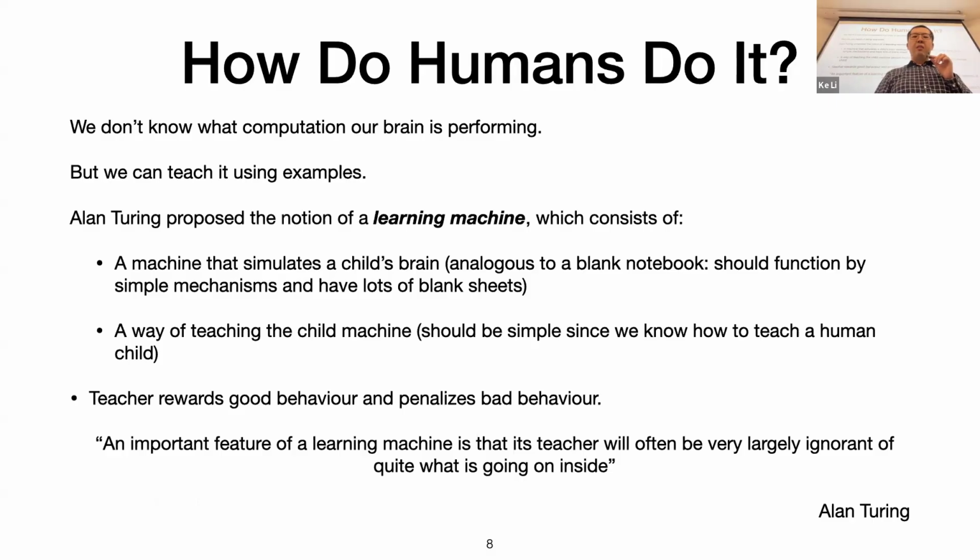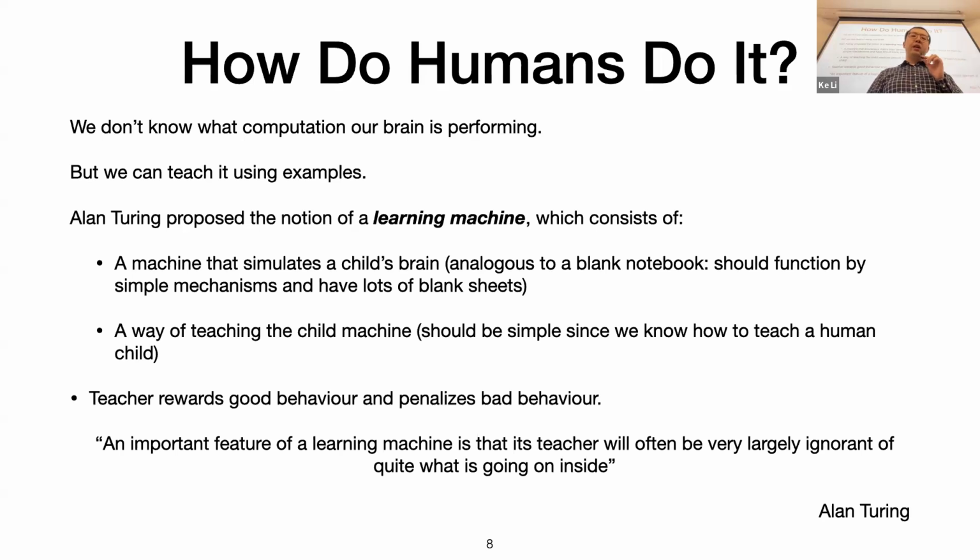So Alan Turing, back in the 50s, proposed this notion of a learning machine, which consists of a machine that simulates a child brain, right? And the analogy that he used was that it's a blank notebook, and all you specify is just the simple mechanism that will allow you to read and write from that notebook. And then you would also have a way of teaching the child machine. And that should be simple because intuitively we know how to teach a human child, right? And the way we do that is to reward good behavior and penalize bad behavior. And so that's essentially the idea that he came up with.